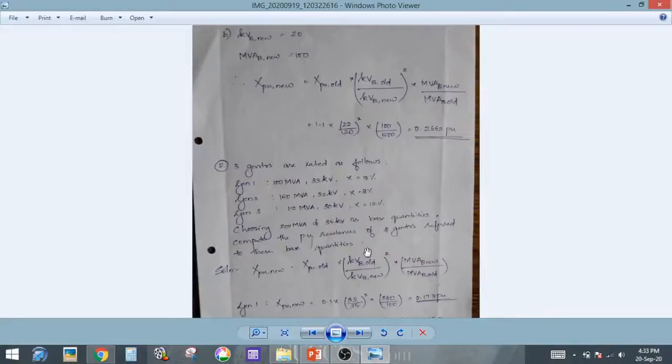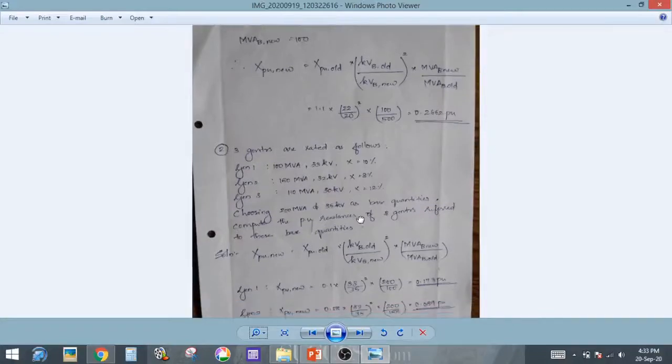So the new base value is KV_B new equal to 20, MVA_B new equal to 100. So X_PU new equal to X_PU old into KV_B old square divided by KV_B new square into MVA_B new divided by MVA_B old. By substituting the values, we will get the answer as 0.2662 per unit.